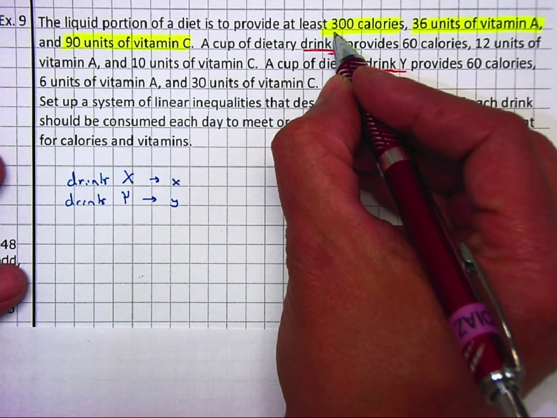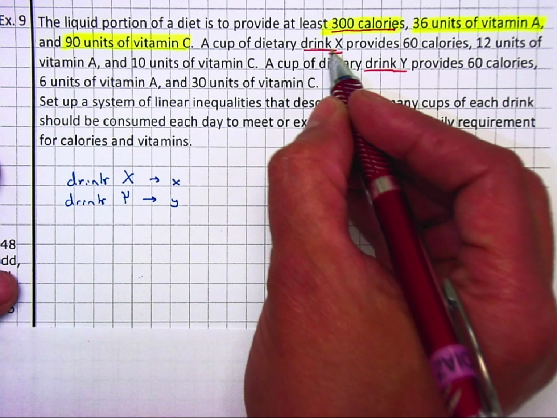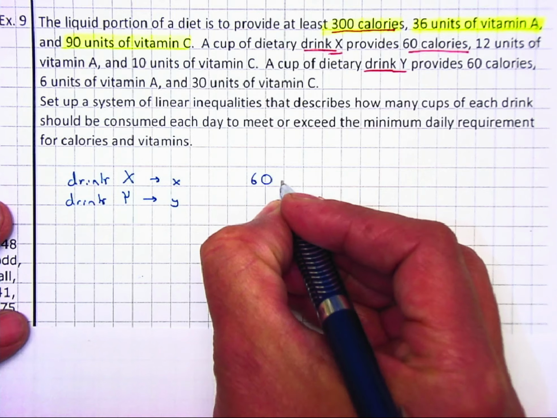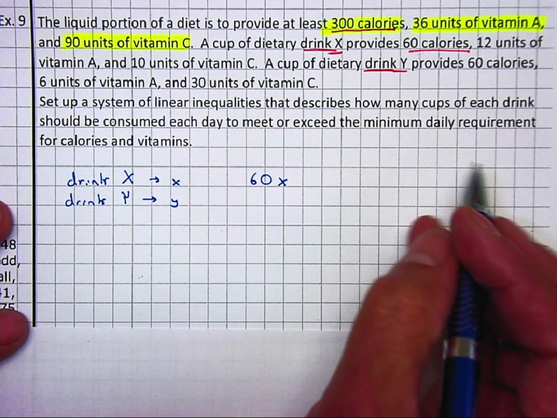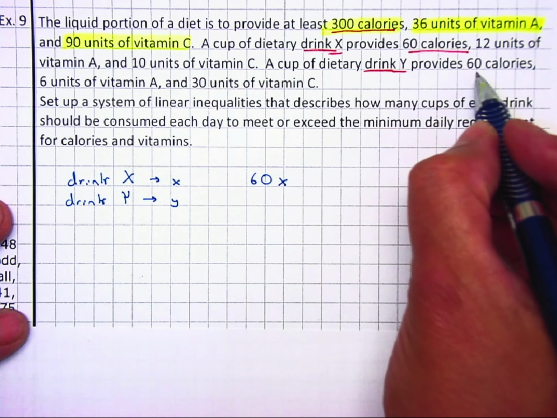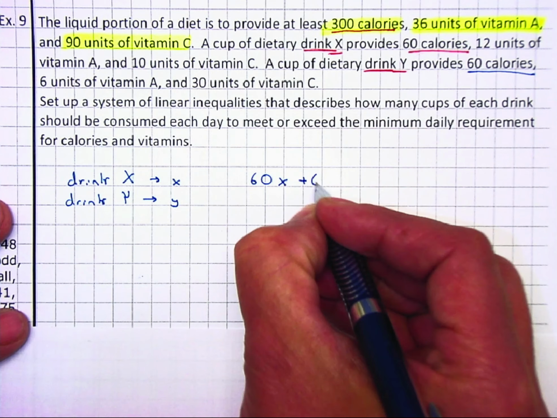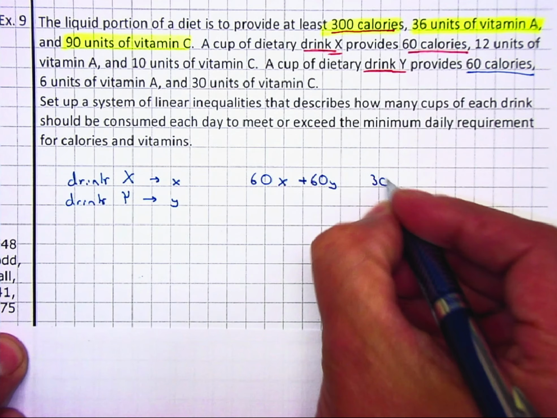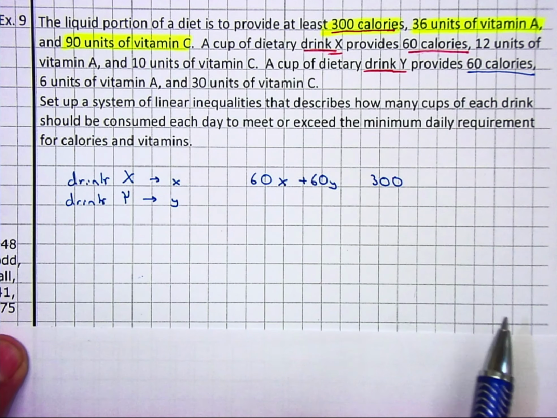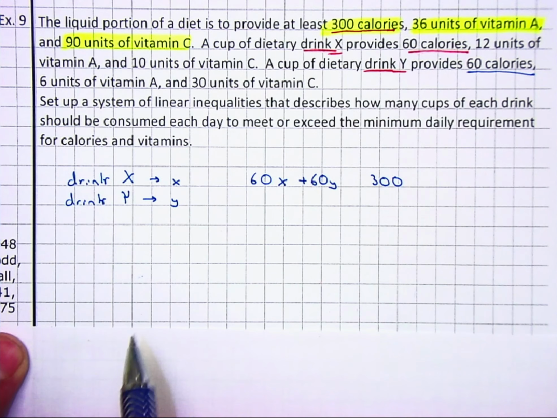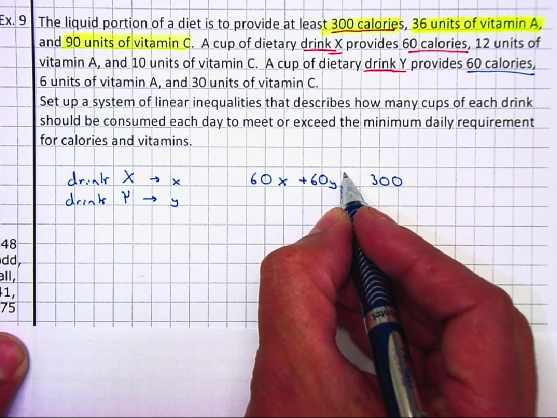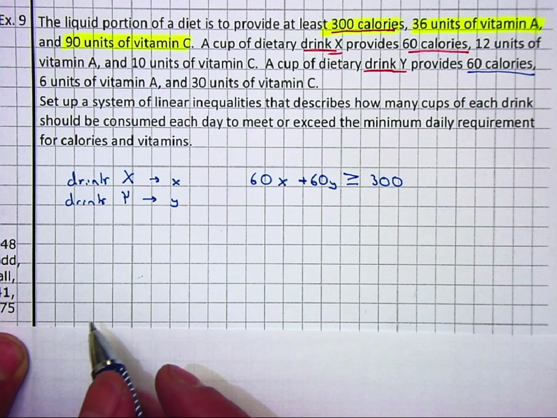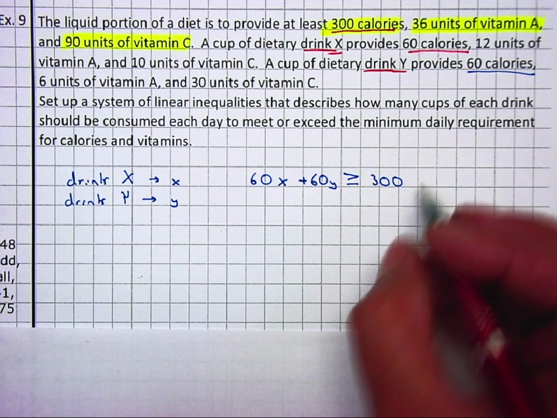And we're going to start with the 300 calories total. Drink X provides 60 calories, so therefore there'll be 60x, where drink Y provides 60 calories as well, so plus 60y, and that'll be 300 calories. We are working with inequalities, so it says that it needs to provide at least 300 calories. So therefore, the number of calories has to be greater or equal to 300. Now, this will be for the calories.